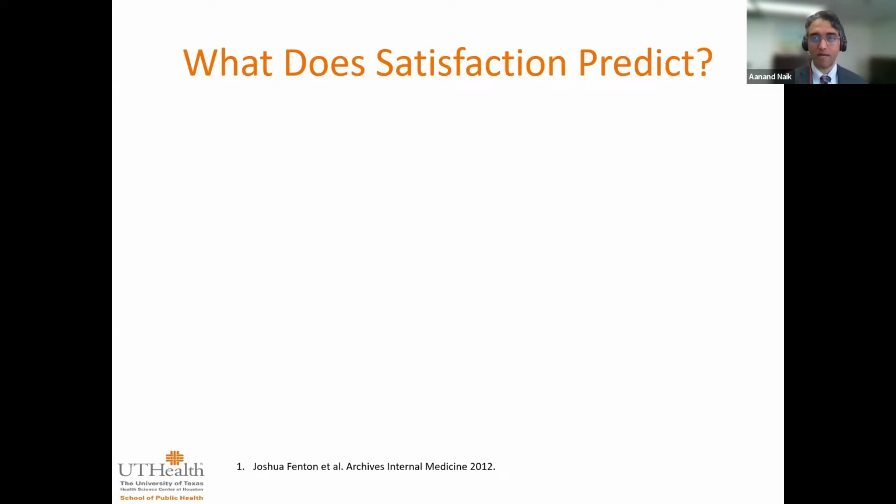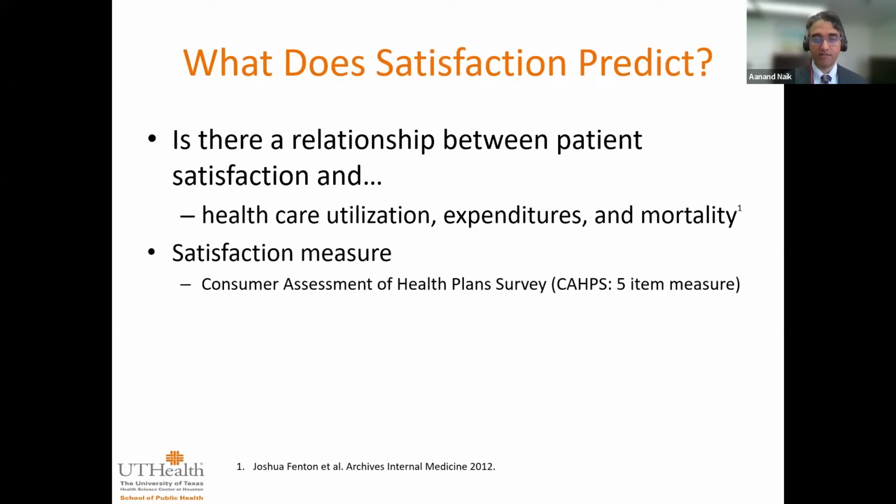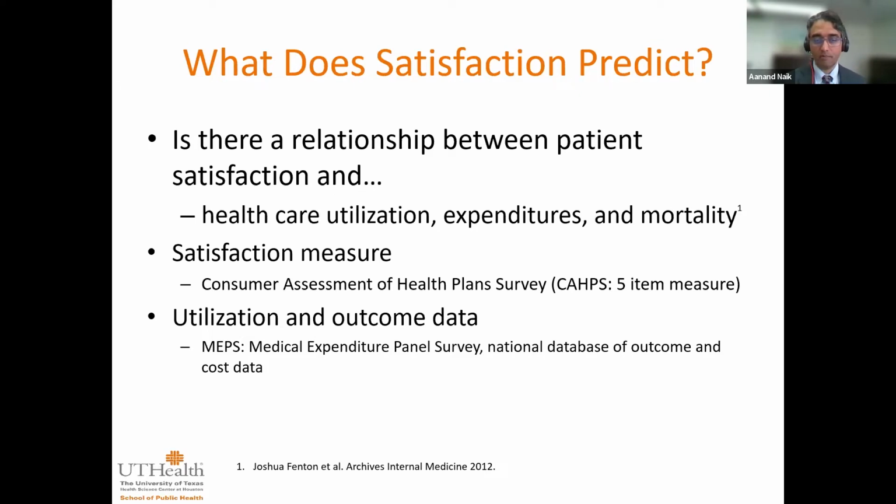Why does satisfaction matter? What does it predict? And I think the way to ask that question scientifically is, is there a relationship between satisfaction and things that really matter? So healthcare utilization, expenditures, or even mortality. And can we measure satisfaction? So, early on, there was a set of measures that had been developed. These are the first set of measures called the CAHPS measures. And we're going to get into this a little bit more, but this is sort of a global 5-item measure. And then you might look at some outcome data around it. So there's a number of large healthcare utilization databases, and MEPS is one example. It's a Medical Expenditure Panel Survey.